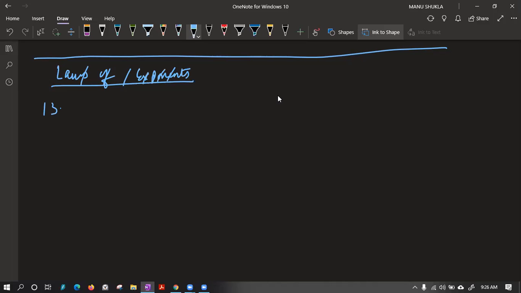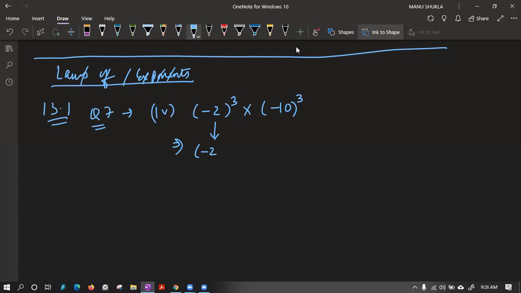13.1, question number 7. I think question number 7 and 8 is fixed in your mind that they are tough. That is why you are asking them again and again. Now we have to simplify in question number 7, and suppose you have the fourth part. Please see, minus 2 power 3 into minus 10 power 3. Let us try to solve this. We can say minus 2 power 3 is same as minus 2 into minus 2 into minus 2 into we have minus 10 into minus 10 into minus 10.